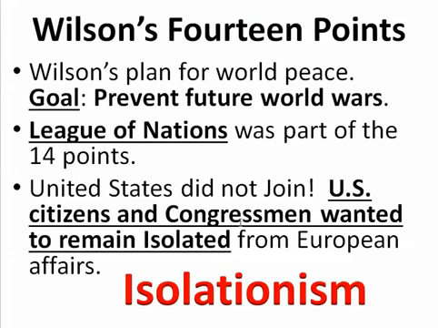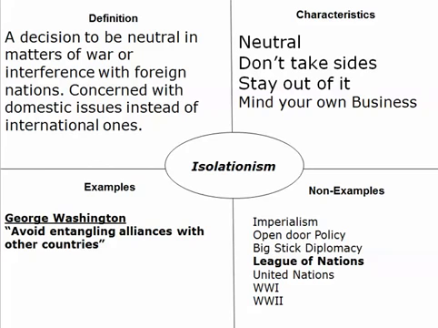In the end, the United States does not approve the treaty and does not join the League of Nations. And the reason why, and you need to know this for the test, or the EOCT, is that U.S. citizens and congressmen wanted to remain isolated from European affairs, and this isolationism goes in line with this isolated part here.